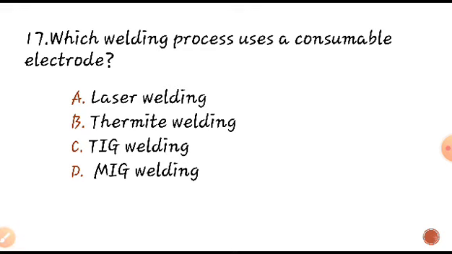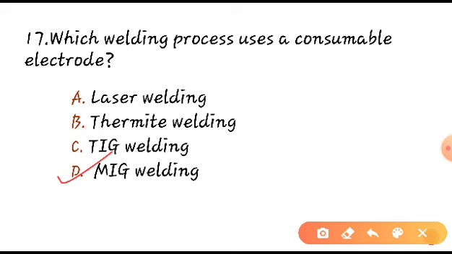Which welding process uses a consumable electrode? A. Laser welding, B. Thermite welding, C. Gas welding, D. Tungsten inert gas welding, or E. Metal inert gas welding. So the answer for this question is the consumable electrode, option D, MIG welding.